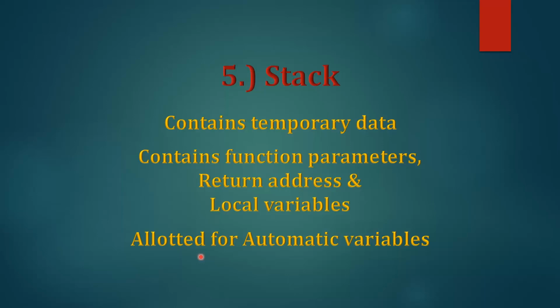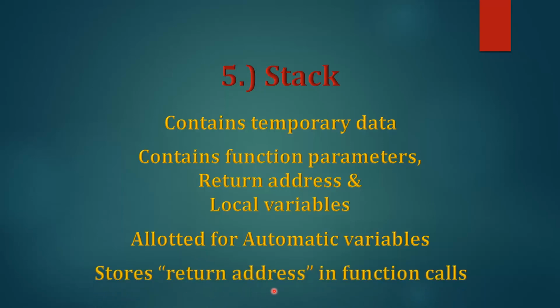Automatic variables are auto variables, which are the default. If we have not attached any keyword to a variable, then it is by default an auto variable, and those variables will be stored in stack. And this stack stores the return address in function calls. Whenever a function call is completed, it returns with a return address, and that is stored in the stack.